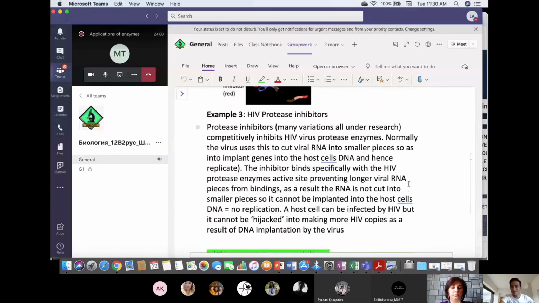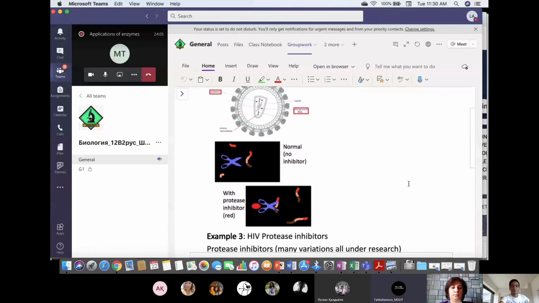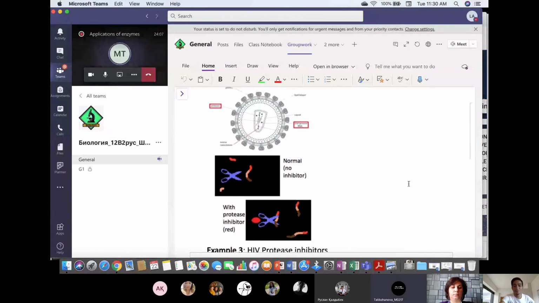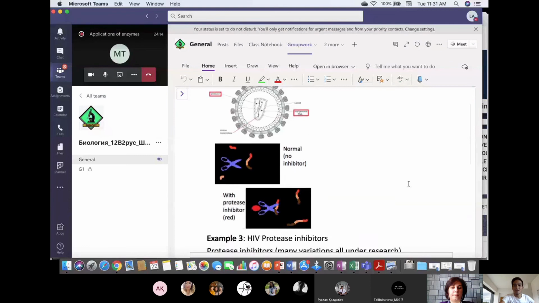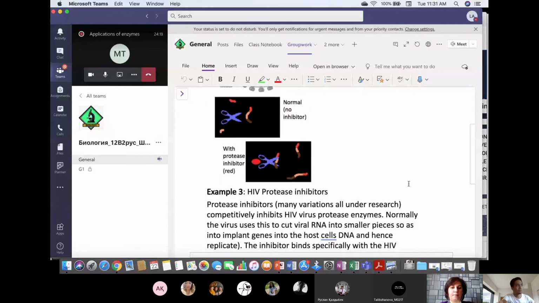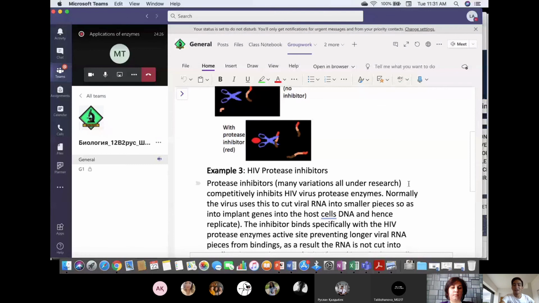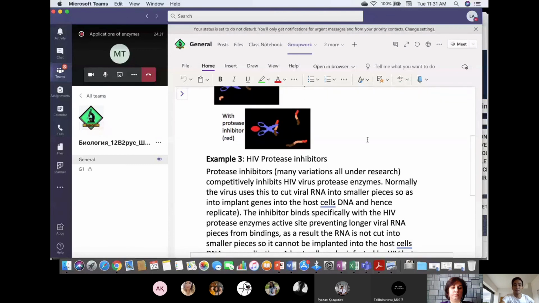Is this a positive or a negative effect of the inhibitor? Positive. Okay, positive. This is a type of inhibitor that is found in drugs. So for a person who's infected with HIV, this drug is administered so that the viral DNA or RNA will not be replicated, so they cannot reproduce.